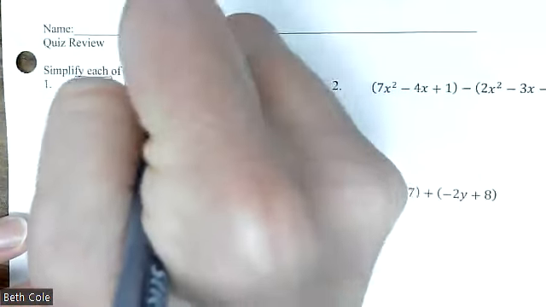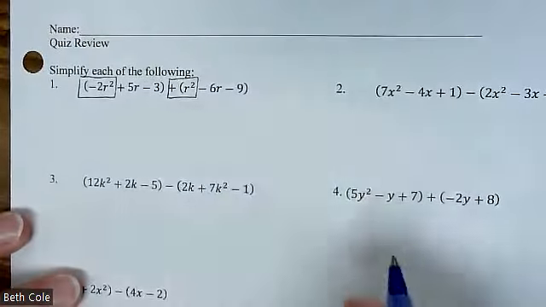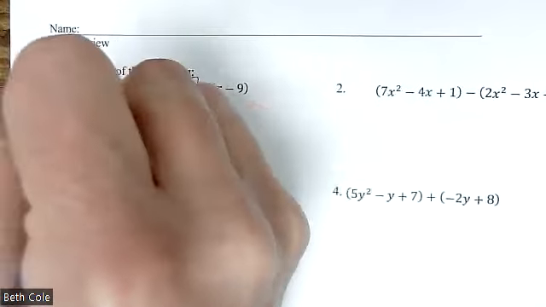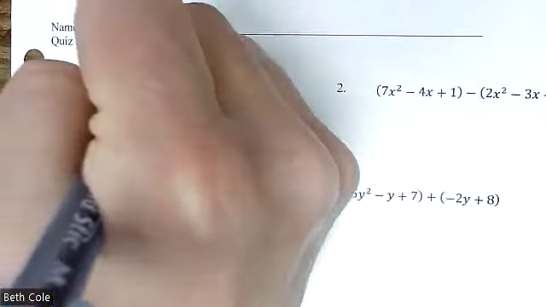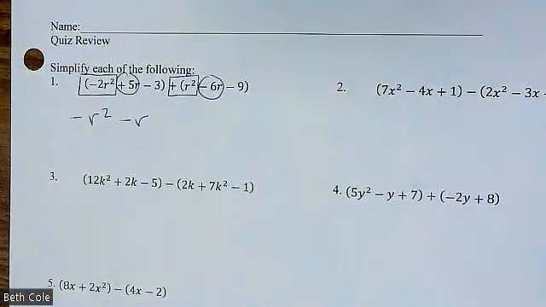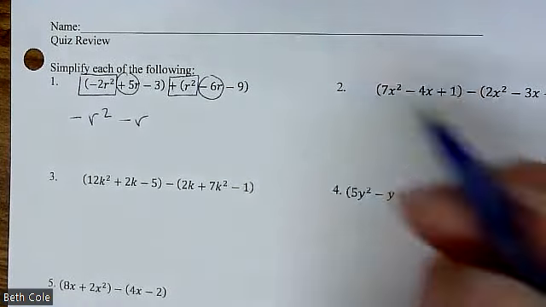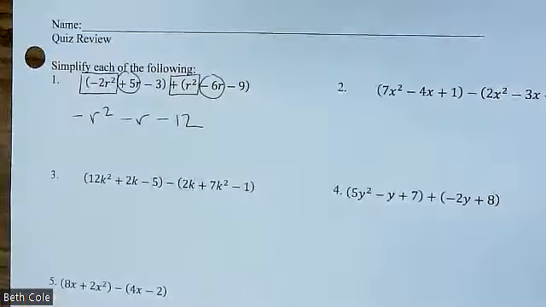Plus 1r squared. So negative 2 plus 1 is negative 1r squared. You can put the 1 in front of it if you want to. You don't have to. Okay? And then we have 5r minus 6r, which would be negative 1r. Again, you can put the 1 in front of it if you want to. It's personal preference. And then negative 3 and negative 9 will be negative 12.